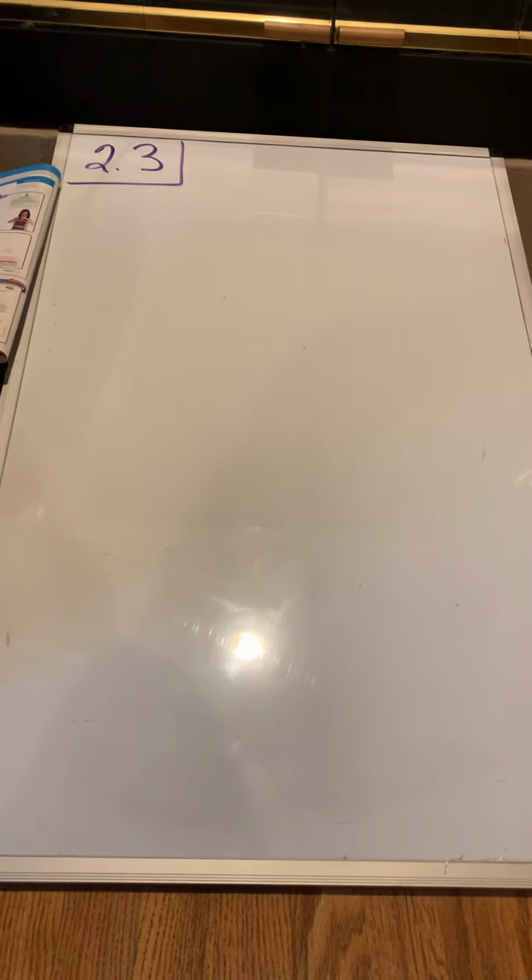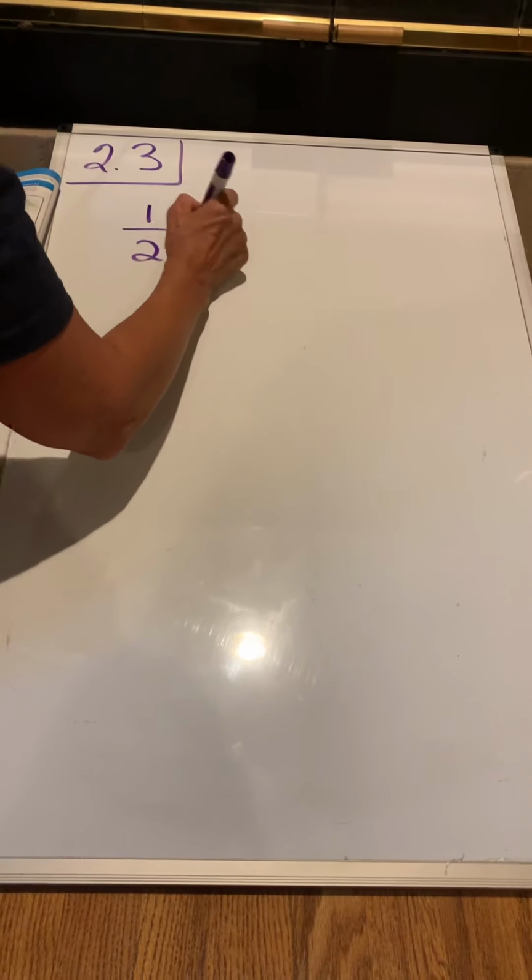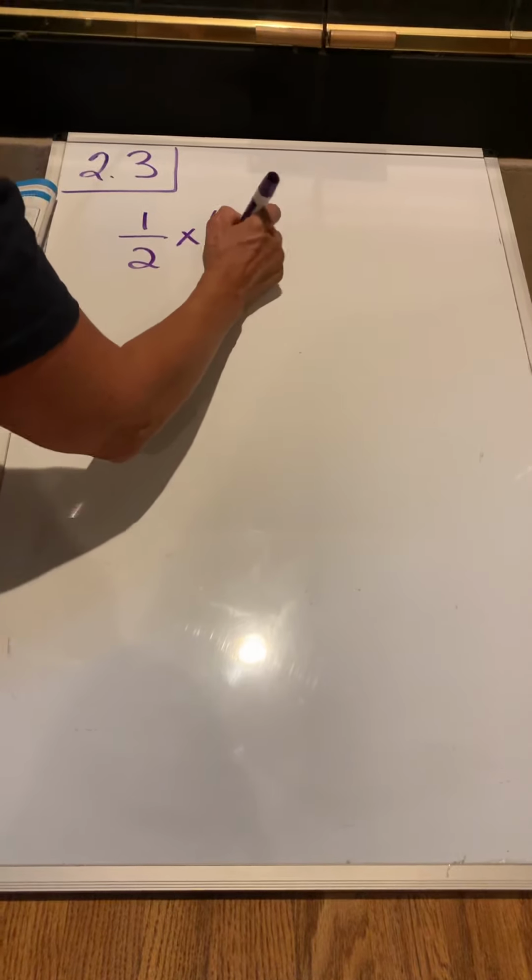So there are three different examples that we're going to go over. One example is just straight up multiplying regular fractions. Another example is multiplying mixed numbers. And the third example is going to be multiplying mixed numbers and fractions using order of operations. So the first example that they give you on page 57 is 1/2 times 4/5.